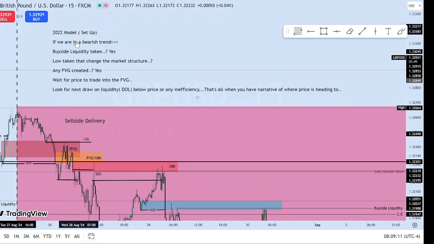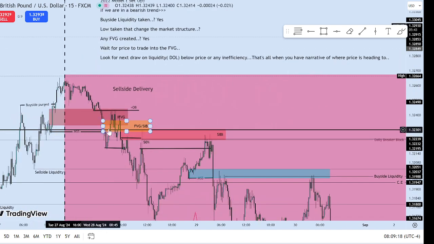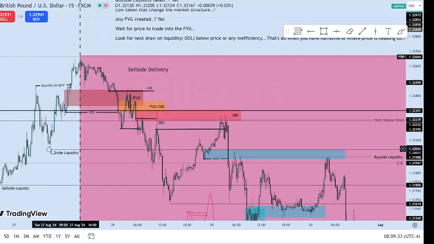You can practice this model, this 2022 model. Anytime you see this pattern, a break of structure, a fair value gap, or inversion, and price trades into it and is not able to trade above it, then you can short it. Then you look for any draw on liquidity for your profit. All these things are for your profit. You can see price deliver to them. You can take them for your profit.